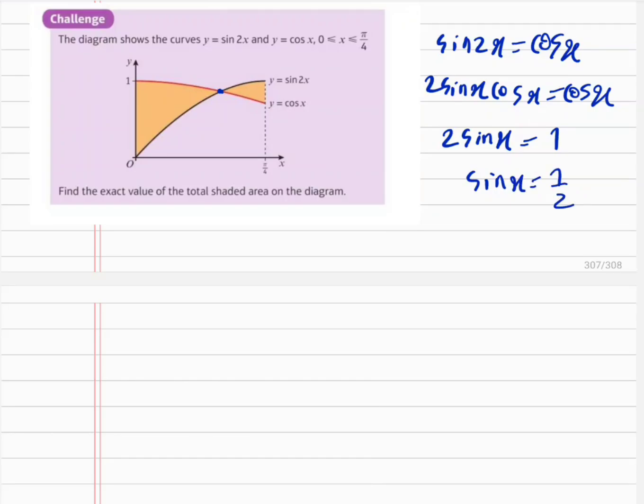And now in this case, sine inverse of a half is just equal to pi by 6 in this interval. So remember that x is between 0 and pi by 4. So in this case, this part is pi over 6.